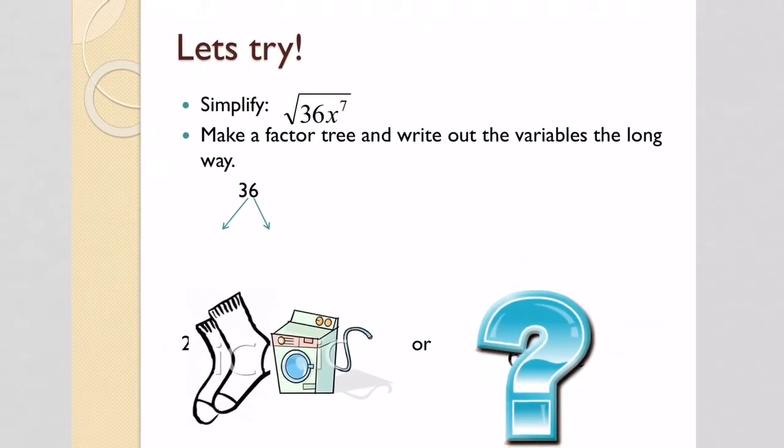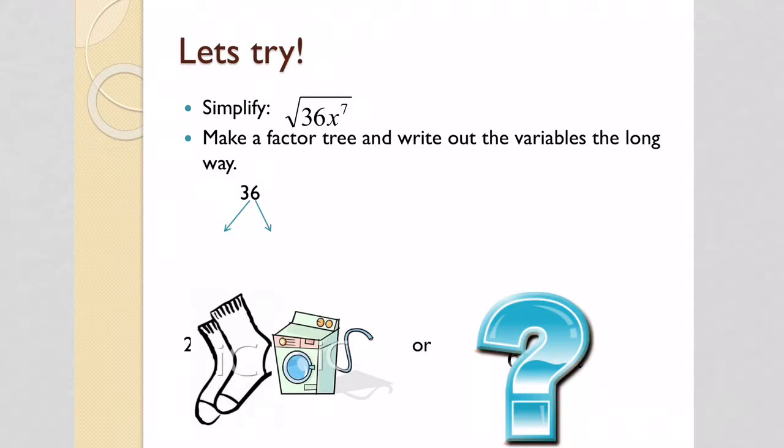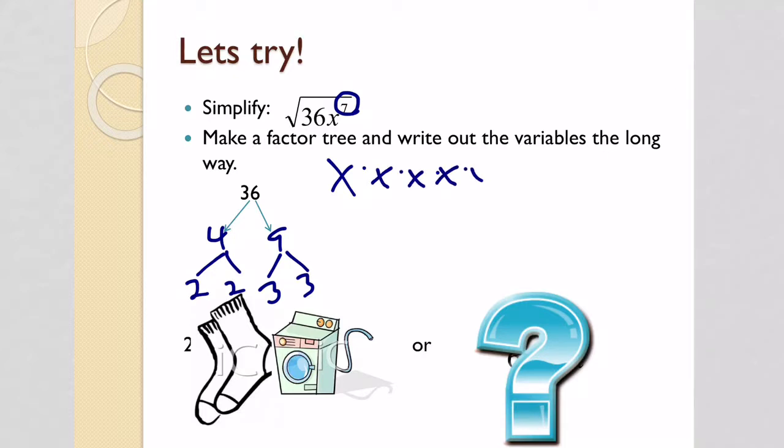So we have the square root of 36x to the 7th. Well, 36, I can do 4 times 9. The 4 breaks down into two 2's. The 9 breaks down into two 3's. I'm also going to think of the x, when we have a 7 as an exponent, the long way. That means I have 7 x's: 1, 2, 3, 4, 5, 6, 7.